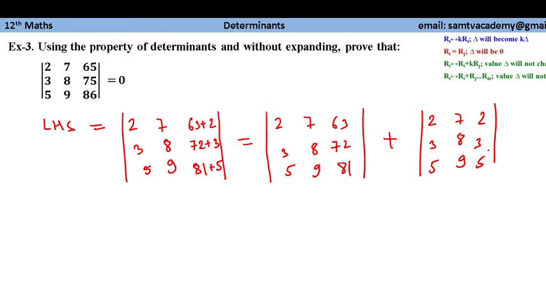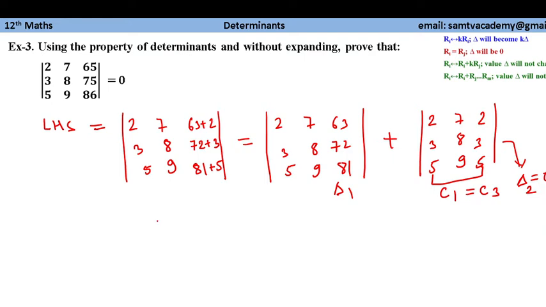So what we have seen here, we see that these two columns, column 1 is equal to column 3. So this determinant will become 0 if we name it as determinant 1 and determinant 2. So determinant 2 has become 0. Now we have to expand determinant 1 only.